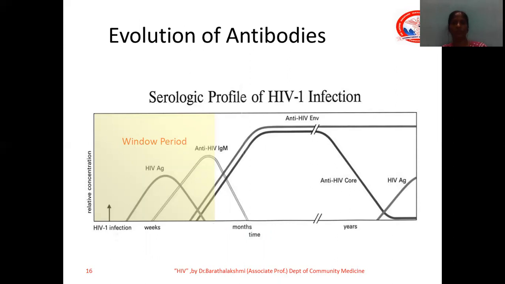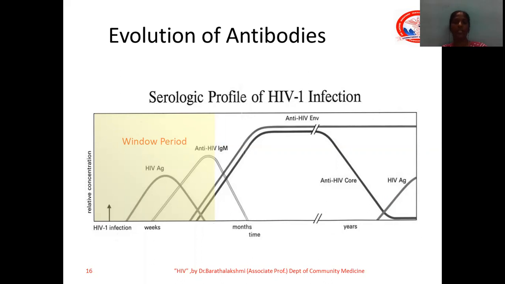Let's go into the serological profile of HIV infection. The starting stage is where the HIV virus enters the person's body, and from there, for a period of 4 to 6 weeks, the virus is actively multiplying in the host body, and then the body goes about elaborating antibodies against the HIV infection. That period, 4 to 6 weeks, is called the window period.